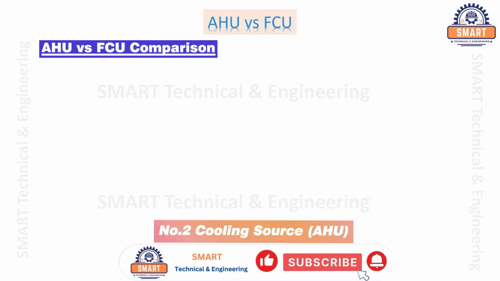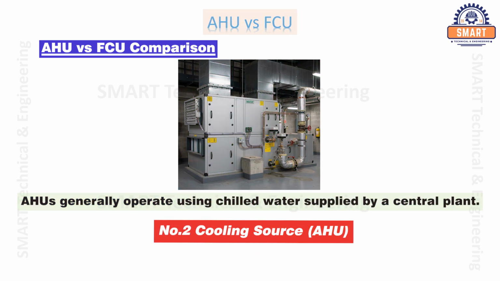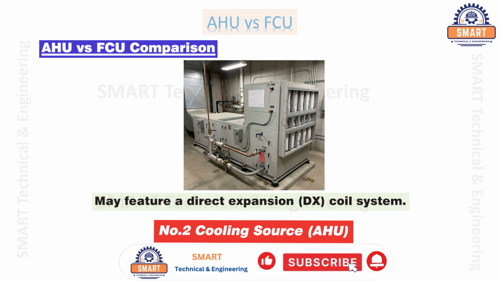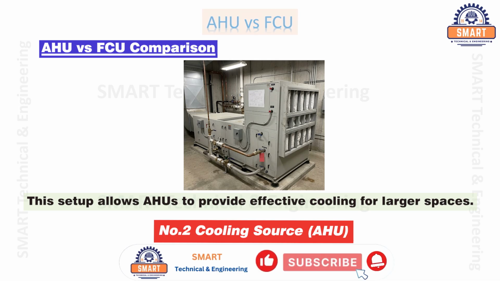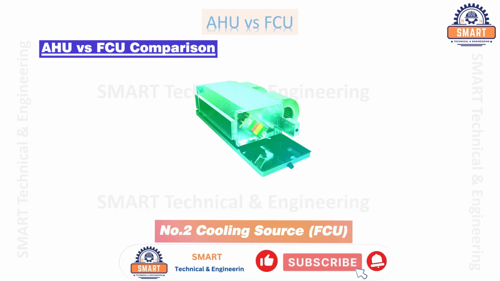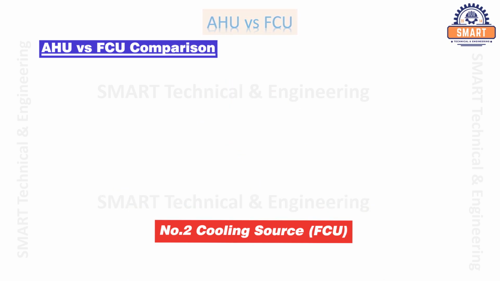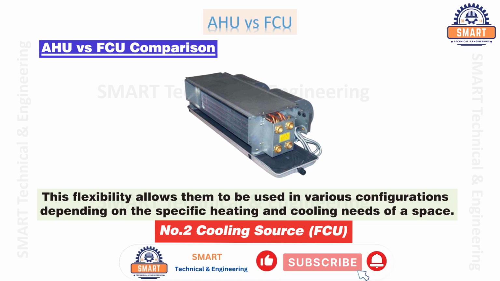Number 2. Cooling source. AHUs generally operate using chilled water supplied by a central plant or may feature a direct expansion (DX) coil system. This setup allows AHUs to provide effective cooling for larger spaces. FCUs primarily rely on chilled water systems, though some may use DX coils for cooling purposes. This flexibility allows them to be used in various configurations depending on the specific heating and cooling needs of a space.